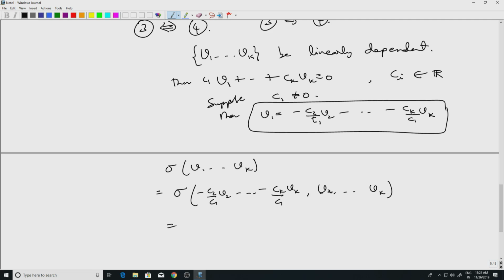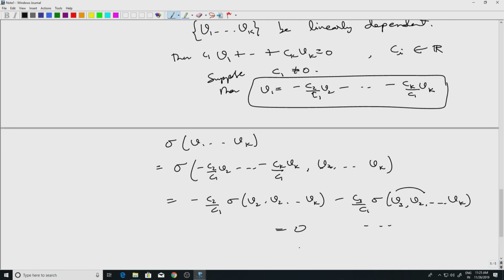Then I expand it out using the multilinear property. So I'll get minus C2 by C1 sigma V2, and the remaining stuff I keep as they are, V2 up to VK, minus C3 by C1 sigma V3, V2, up to VK, etc. So I'll have K terms. And notice that in each one of these terms, two of the input variables are repeated. First one it's V2, V2, second one V3 and another V3 would be there, that would repeat. So all of these are 0, so therefore I get this equal to 0.